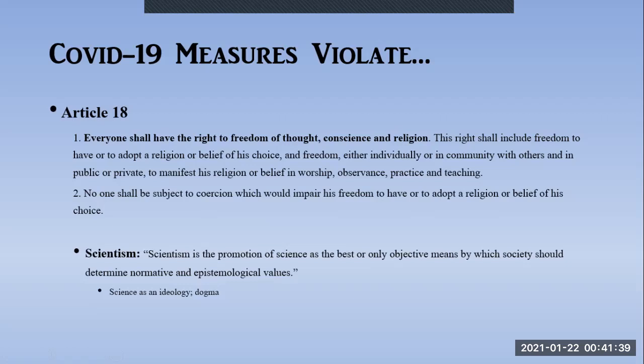So, Article 18 states that everyone shall have the right to freedom of thought, conscience, and religion. And we covered this a bit with the Charter rights and freedoms. This right shall include freedom to have or to adopt a religion or belief of your choice, and freedom either individually or in community with others and in public or private to manifest your religion or belief in worship, observance, practice, and teaching. No one shall be subject to coercion, which would impair your freedom to have or adopt a religion or belief of your choice.